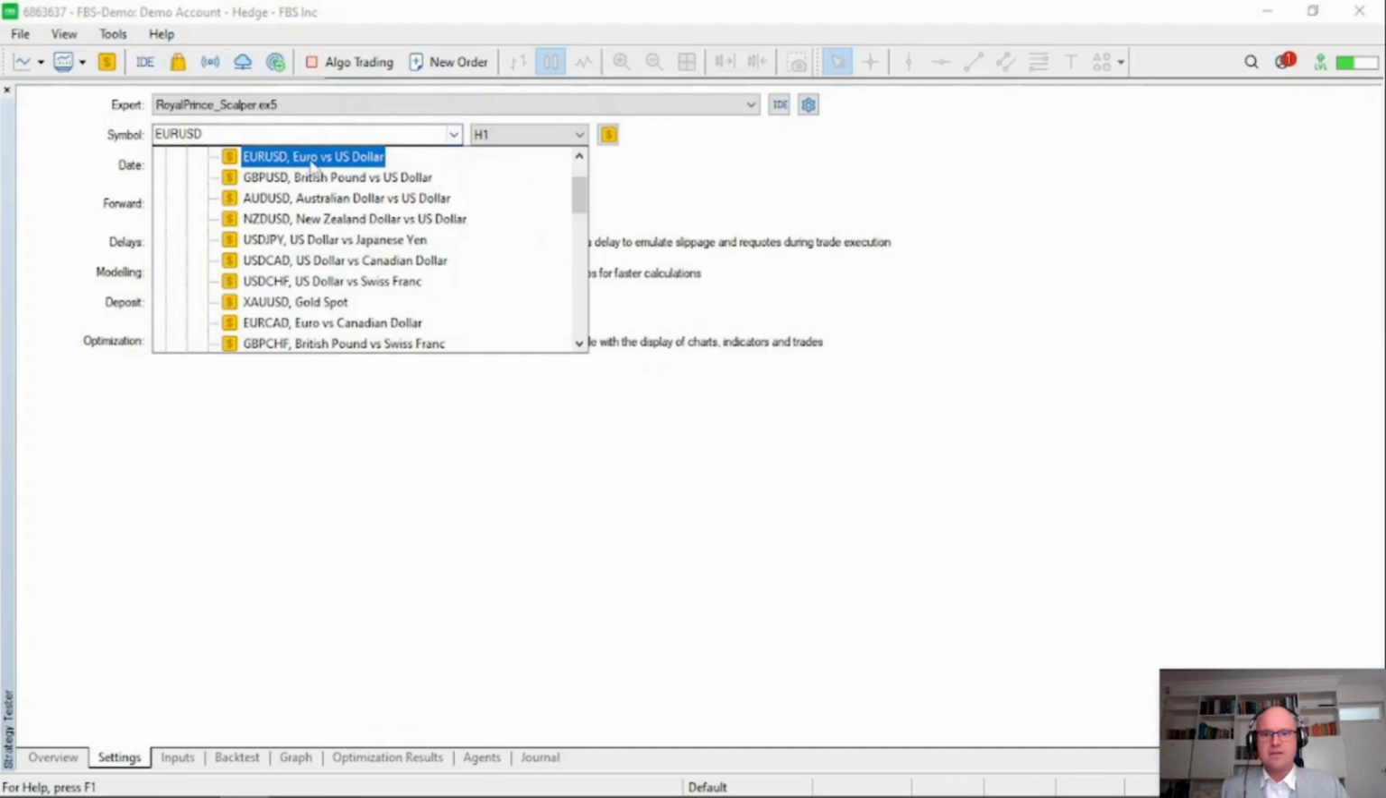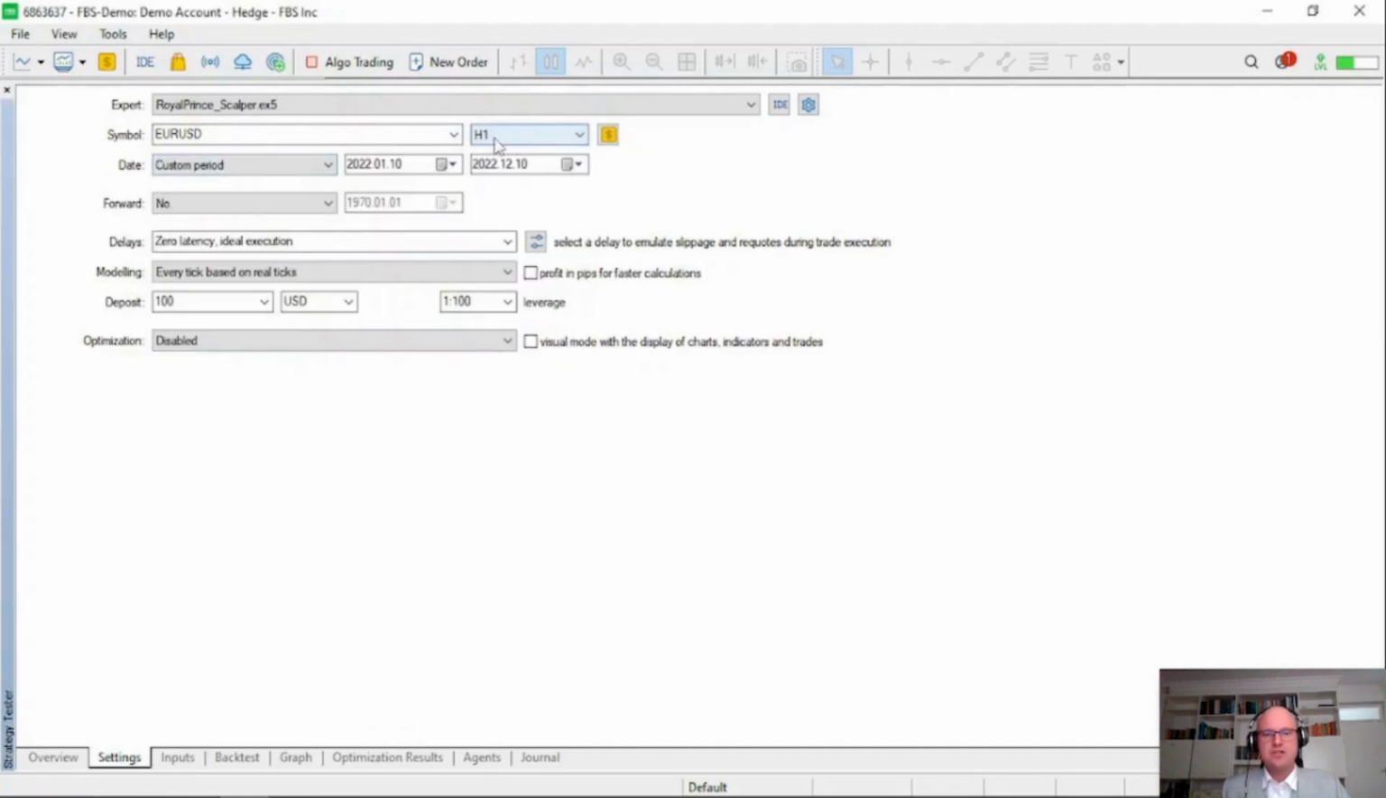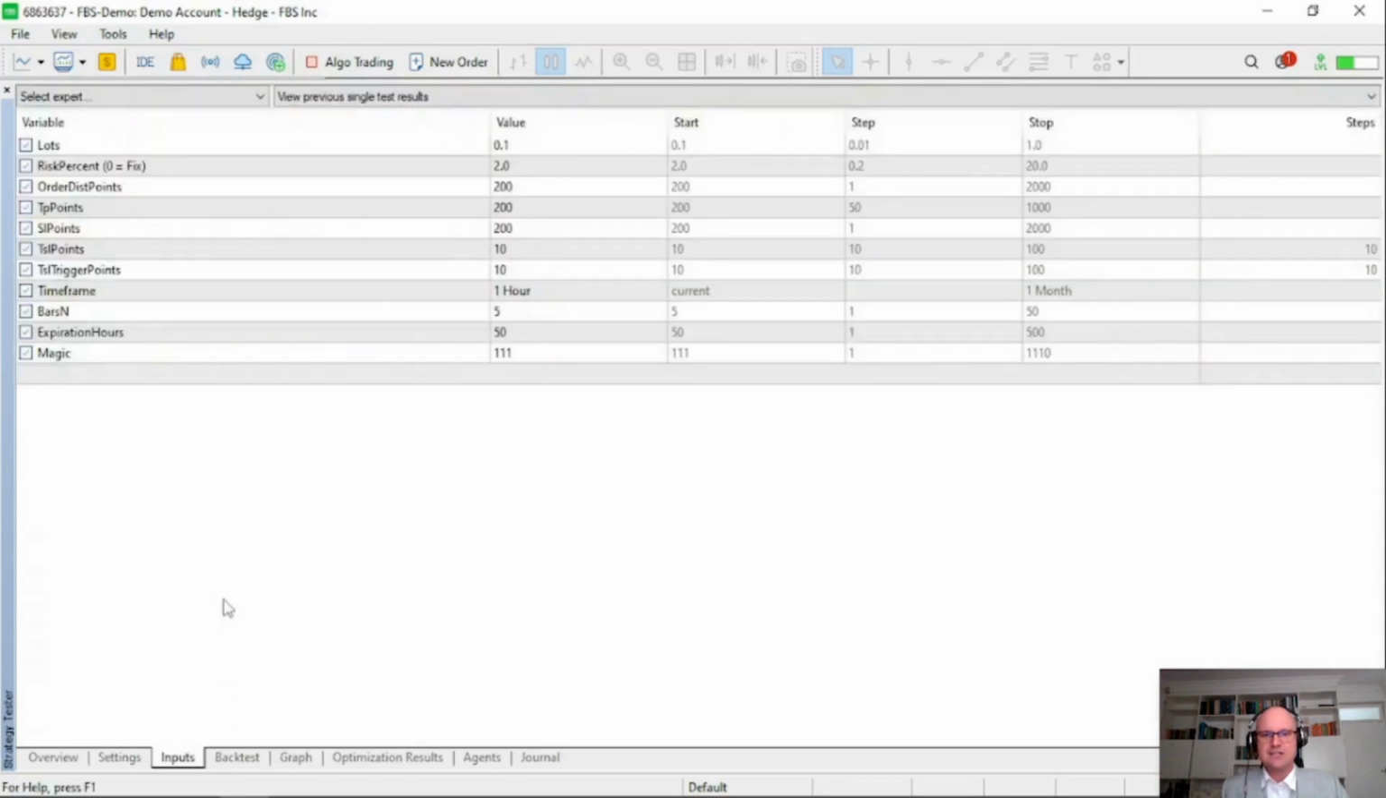The symbol will be the recommended EURUSD, and I'm going to do it on the 1 hour time frame from the custom period of the 1st of January last year, or 2022, until the 10th of December 2022, as recommended, with a zero latency and an every tick model. And because this is for a small account, we will be testing it on a $100 deposit. I have everything set to default so that we can take a look at how the breakout strategy works.